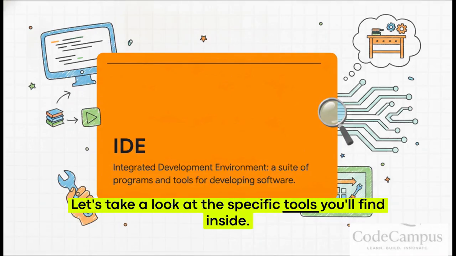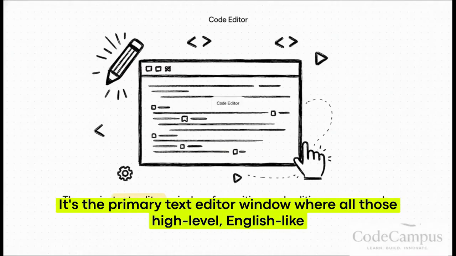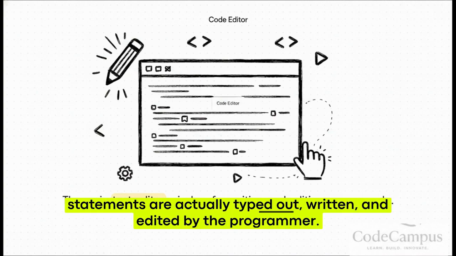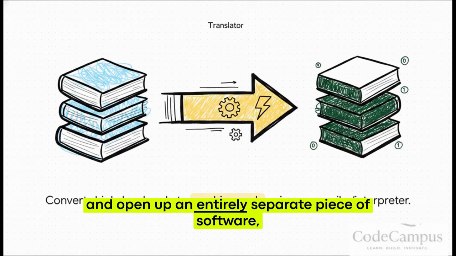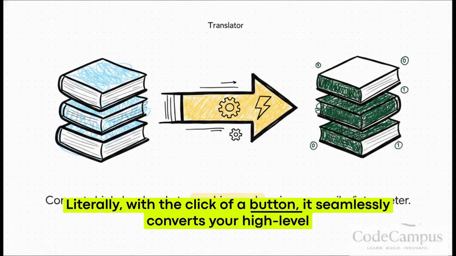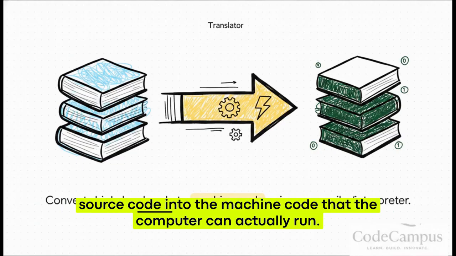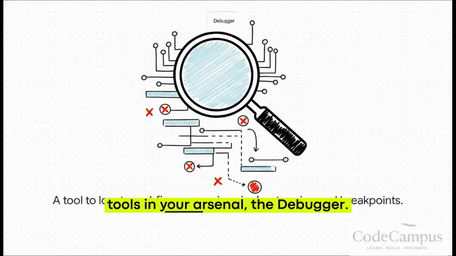Let's take a look at the specific tools you'll find inside. First up, we have the code editor. This is your main canvas. It's the primary text editor window where all those high-level English-like statements are actually typed out, written, and edited by the programmer. Next, we've got the built-in translator. Rather than forcing you to save your file and open up an entirely separate piece of software, the IDE has a compiler or interpreter right there inside it. Literally, with the click of a button, it seamlessly converts your high-level source code into the machine code that the computer can actually run.